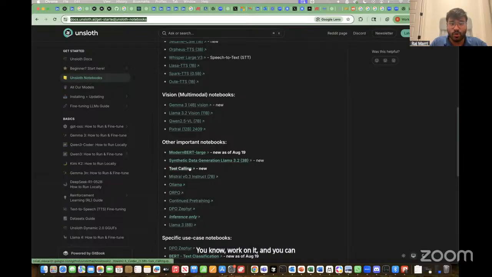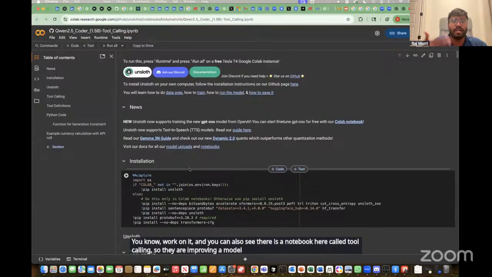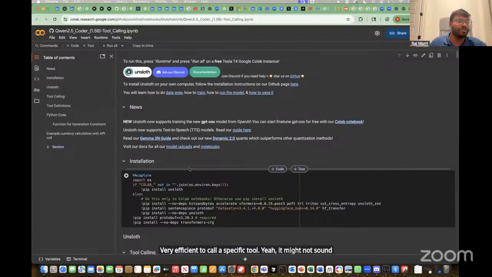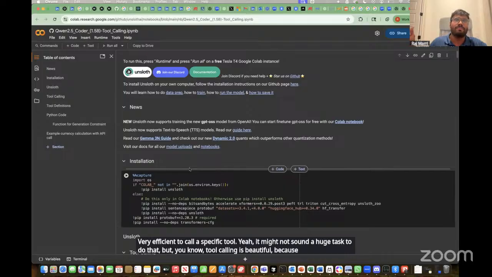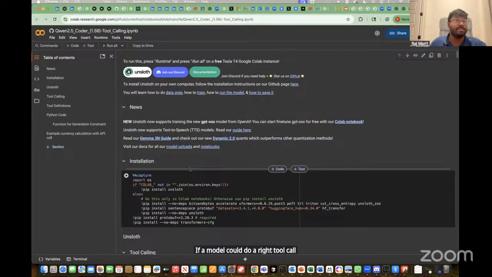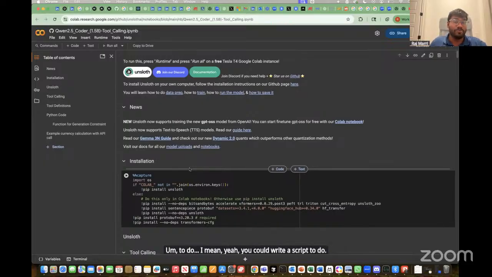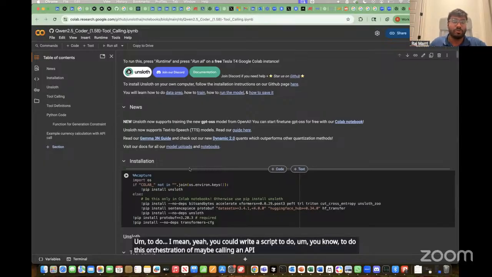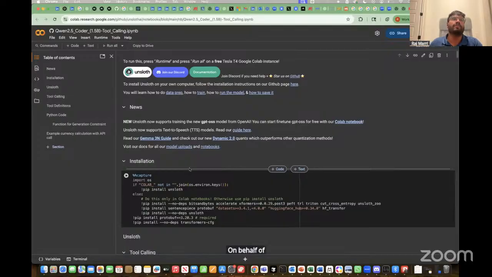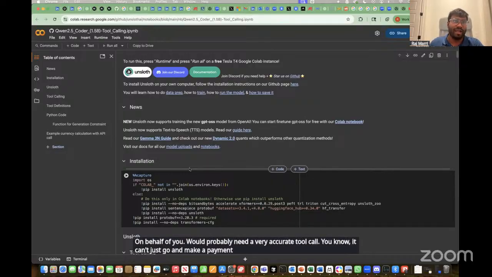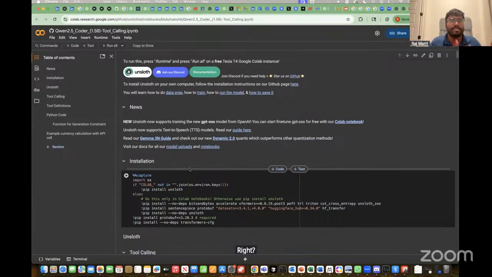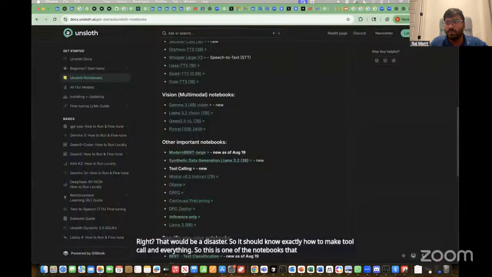You can also see there is a notebook here called tool calling. They are improving a model on tool calling, making the model very efficient at calling a specific tool. It might not sound like a huge task, but tool calling is beautiful, because if a model can make the right tool call at the right moment, it can be very beneficial. Yes, you could write a script to do this orchestration of calling an API, but when you are talking to an agent, or an agent is autonomously taking actions on your behalf, it needs a very accurate tool call. It can't just go and make a payment for your flight before even researching flights, right? That would be a disaster. So it should know exactly how to make the tool call. This is one of the notebooks they have given to do this.